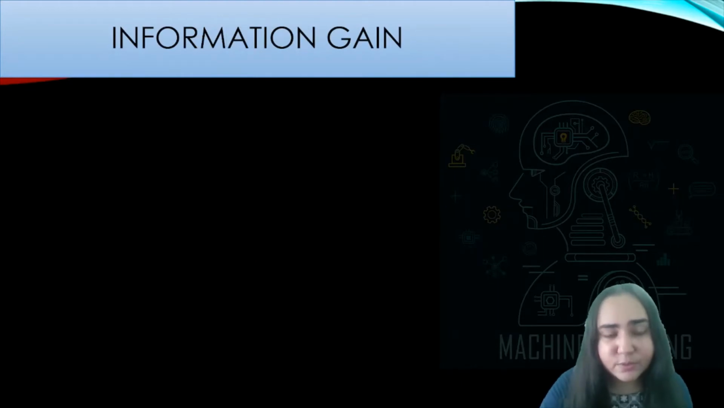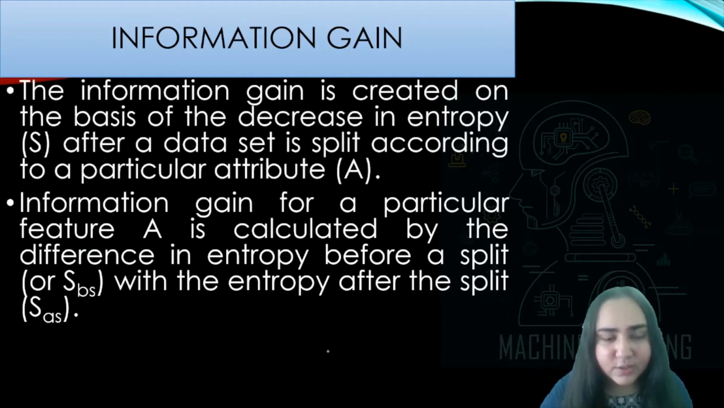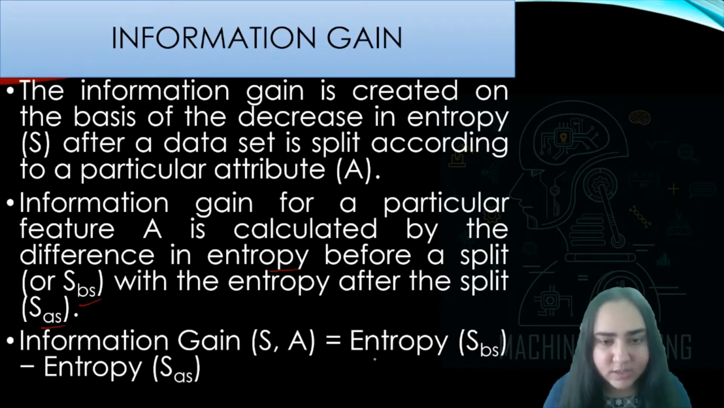The next thing we have to measure is the information gain. So what is that? Information gain for a particular feature A is calculated by the difference in the entropy before a split and entropy after a split. Okay, so entropy before a split, BS, after a split, AS, and it is given like this: entropy before split minus entropy after split.